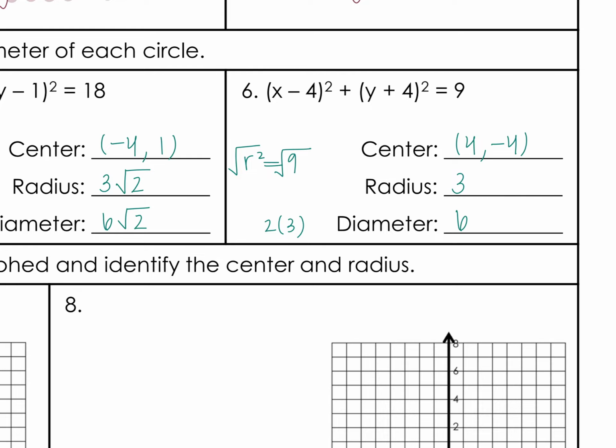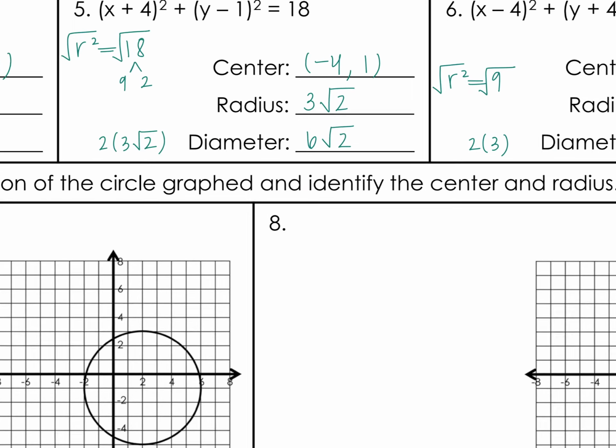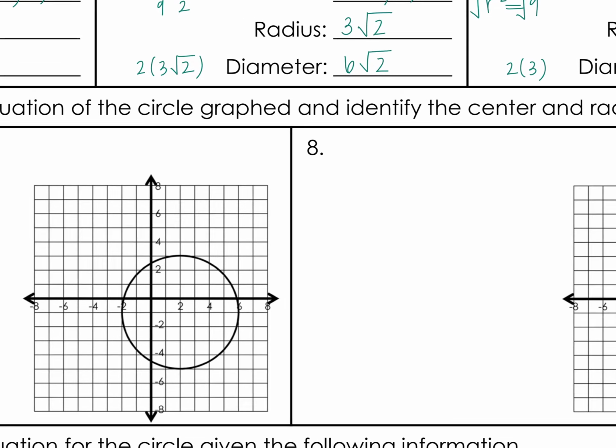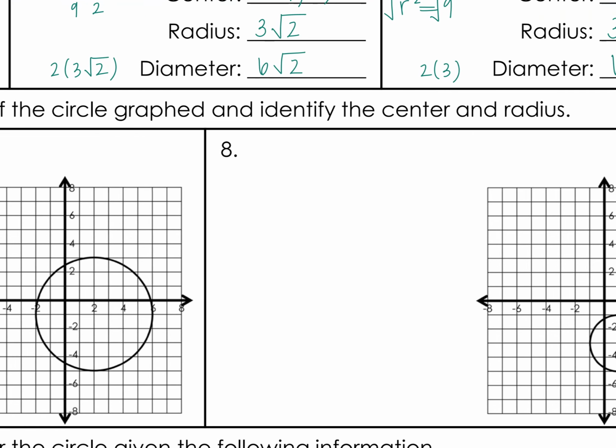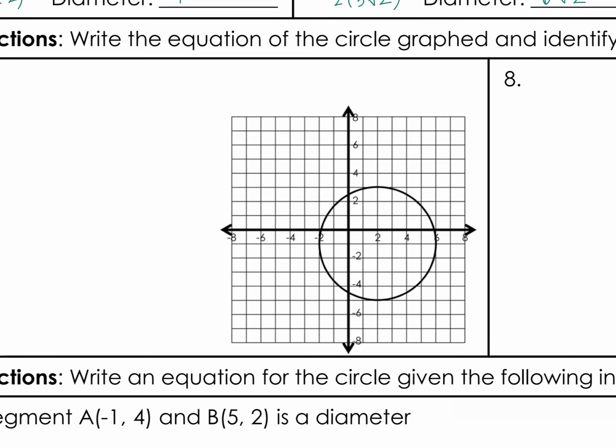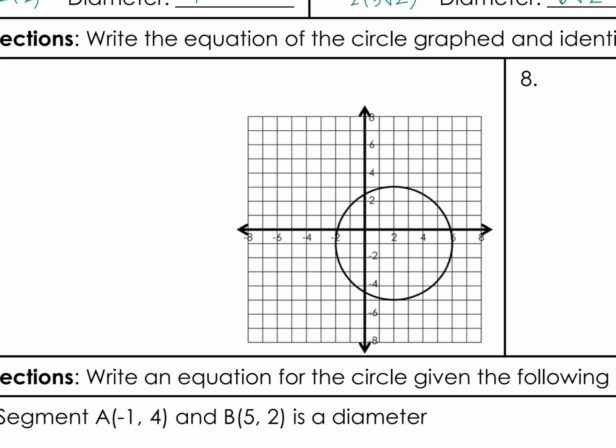All right, hopefully that was pretty simple. And these shouldn't be too much harder. We've got write the equation of the circle graphed and identify the center and the radius for it. Okay, so I'm going to start off with the center and the radius because once I know that, I can just plug it into my equation and that will give me the third answer I'm looking for.